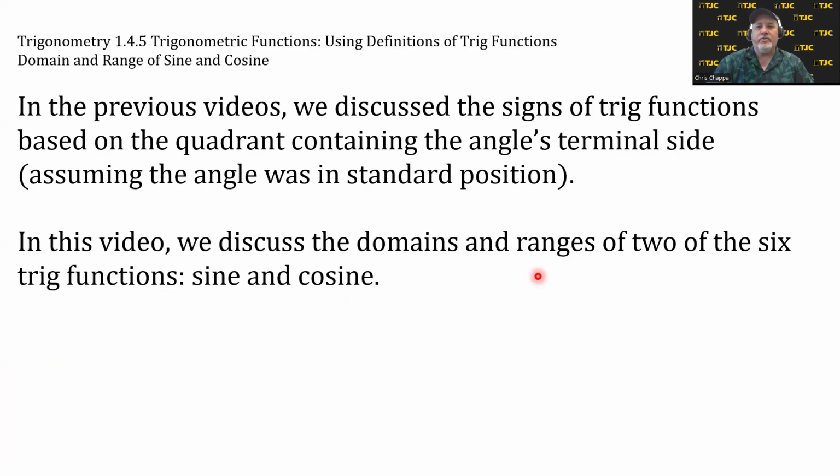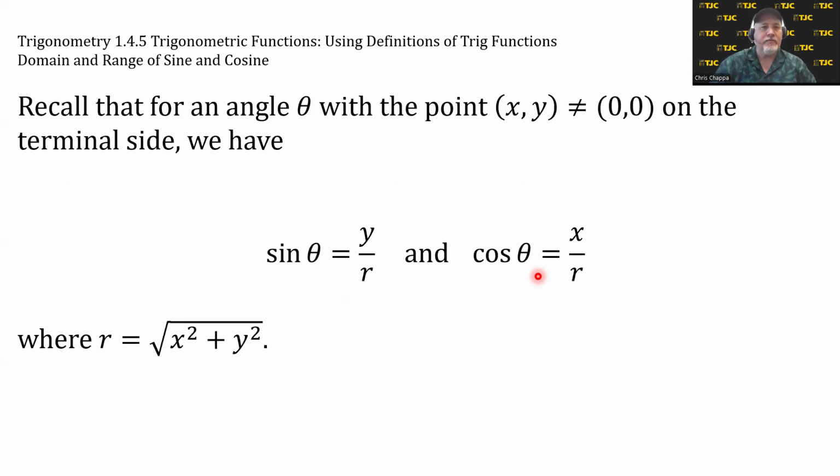In the previous videos, we discussed the signs of trig functions based on the quadrant containing the angle's terminal side, assuming the angle was in standard position. In this video, we discuss the domains and ranges of two of the six trig functions, sine and cosine.